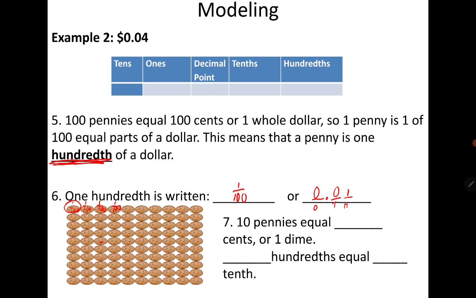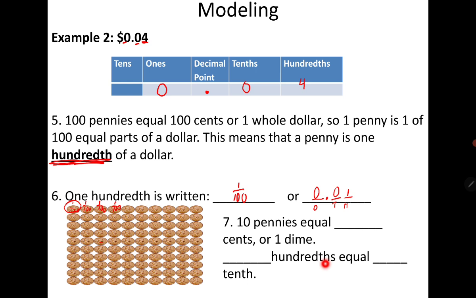We'll look at note number 10 and note number 7 in just a second. So go back up to example 2. We'd read this as $0.04. To turn that into a decimal amount, we're going to plug that 0 into the ones place, then our decimal point, plug the 0 into the tenths place, and then plug the 4 into the hundredths place.